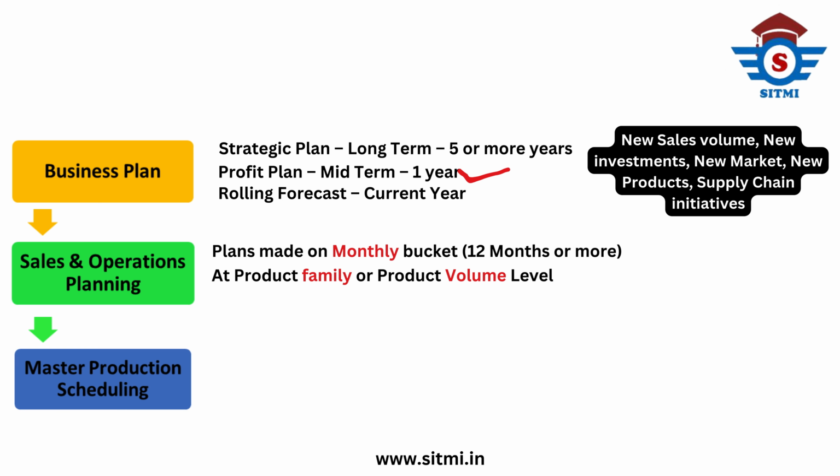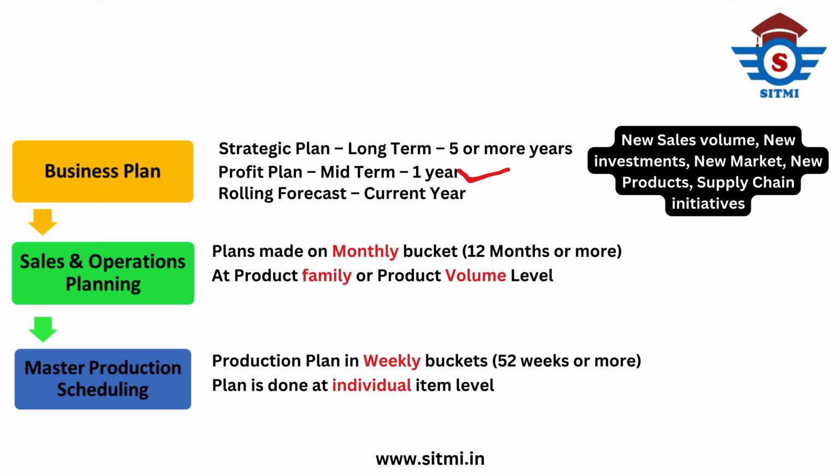So this planning then becomes a further input for the master production schedule, and the master production schedule usually generates a production plan in weekly buckets for around 52 weeks ahead, or 52 weeks in the future. Since S&OP is done at product family or volume level, the master production schedule plan explodes it to individual item level, or we can say at product mix level. So that is the major difference between the S&OP plan and the master production schedule plan.